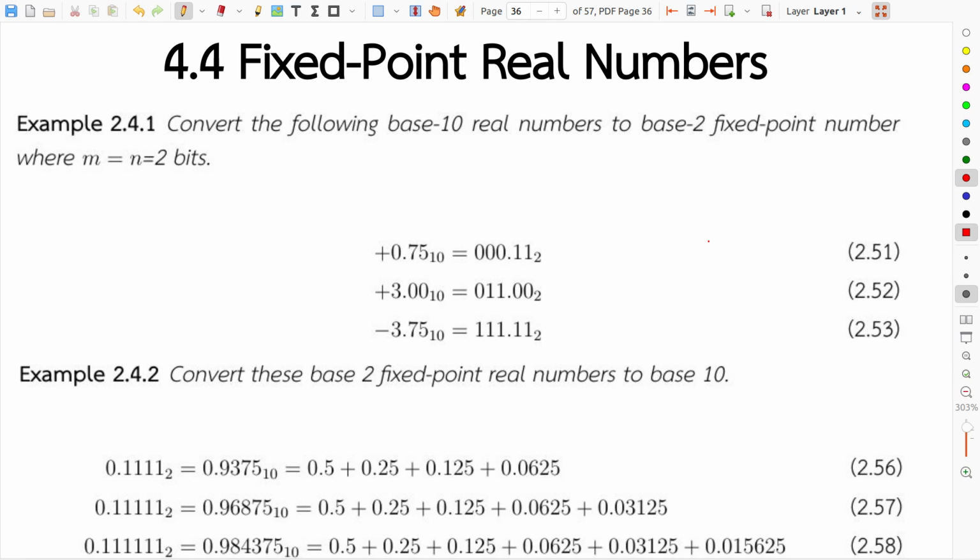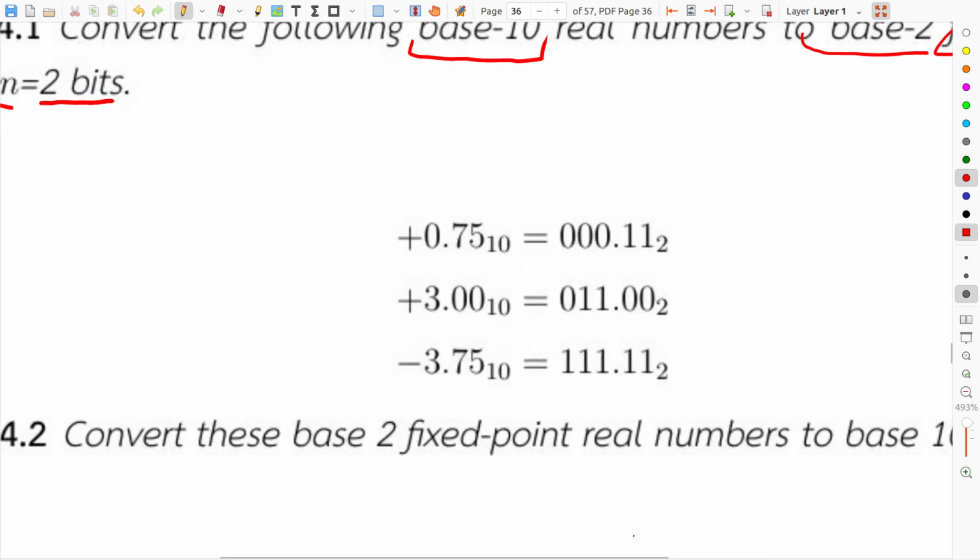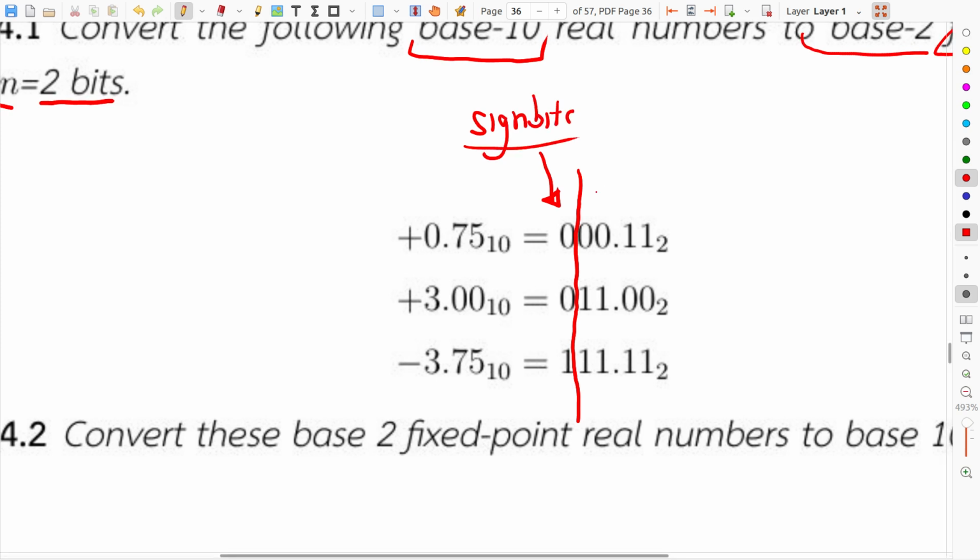Therefore, we can look at the example here. Let's start from base 10 to base 2 fixed point number, where m equals n equals 2 bits. That means the leftmost is the sign bit, and this is n, this is m, for 2 bits.